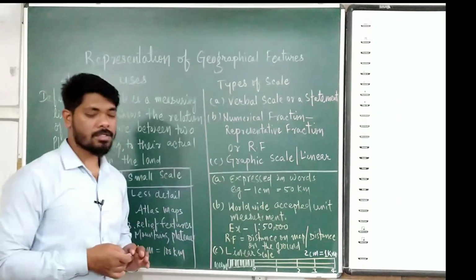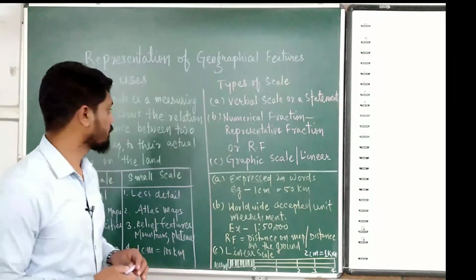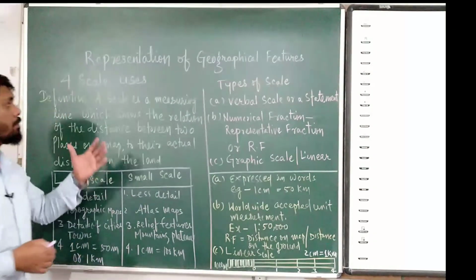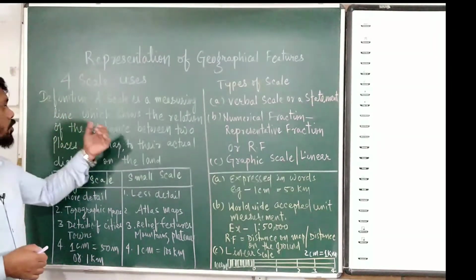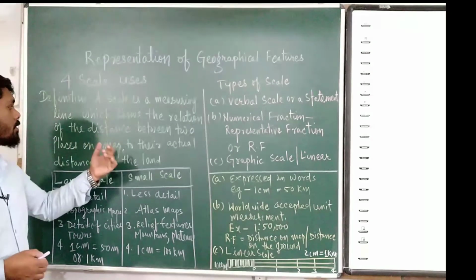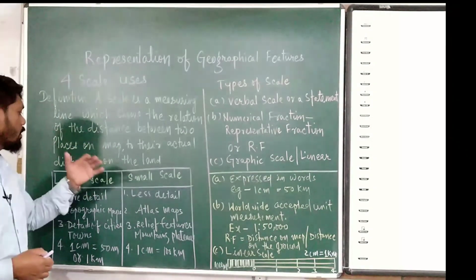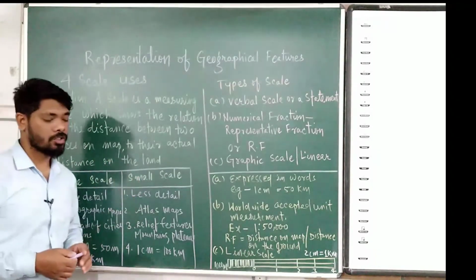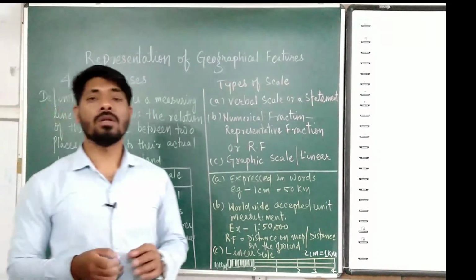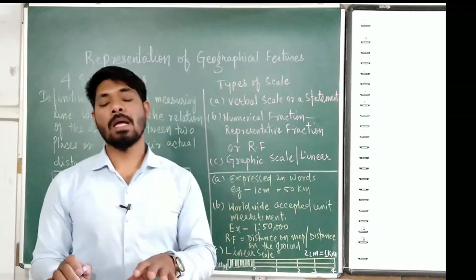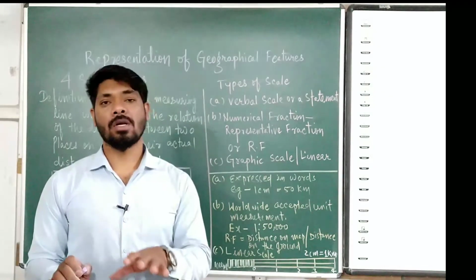So first of all, let us understand what is scale. Scale is a measuring line which shows the relation of the distance between two places on a map to their actual distance on the land. So it is a relation between two places on the map and on the actual ground.